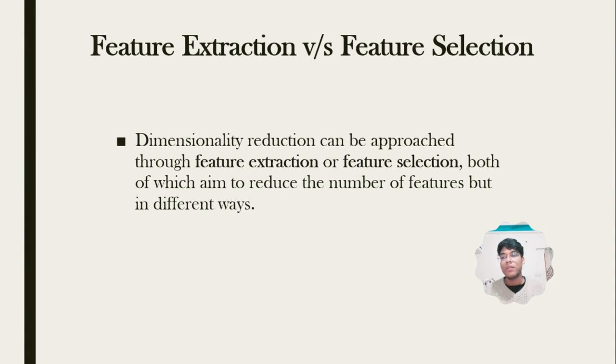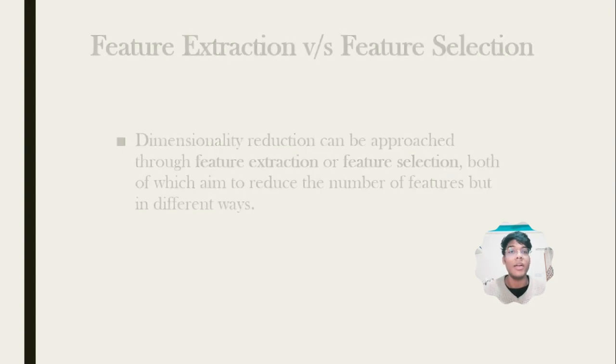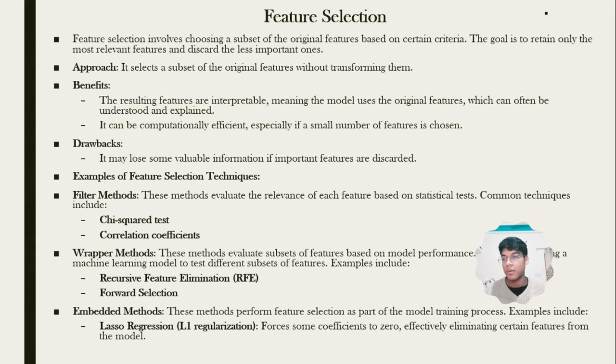Now comes feature extraction versus feature selection. So dimensionality reduction can be approached through feature extraction or feature selection, both of which aim to reduce the number of features but in different ways. So let's have a look at this.